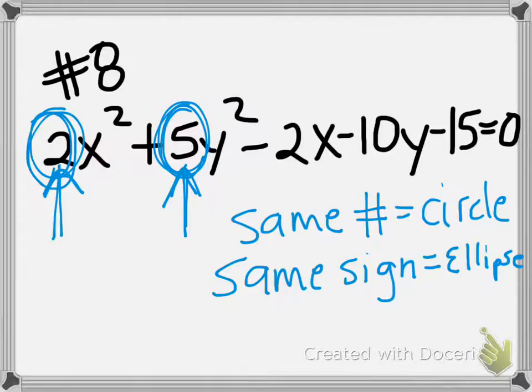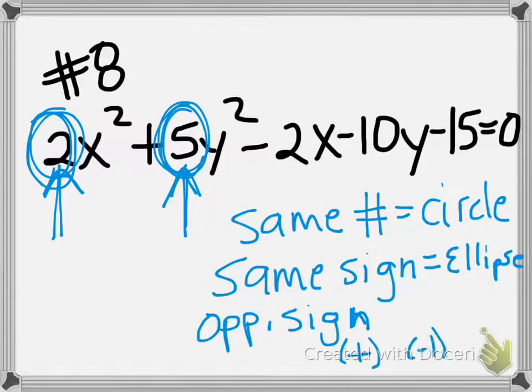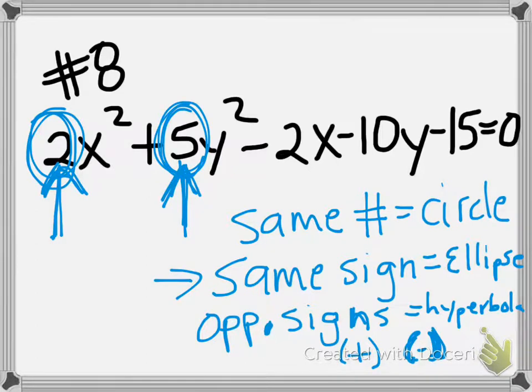What are the other choices? Well, if the two numbers have opposite signs, one of them's positive and one of them's negative, or vice versa, then it's a hyperbola. You may not even know what that is, and that's okay. You just have to know that if there are opposite signs, it's a hyperbola. These are not opposite signs though, because this is positive 2 and this is positive 5, so they have the same sign. And the last choice is a parabola.